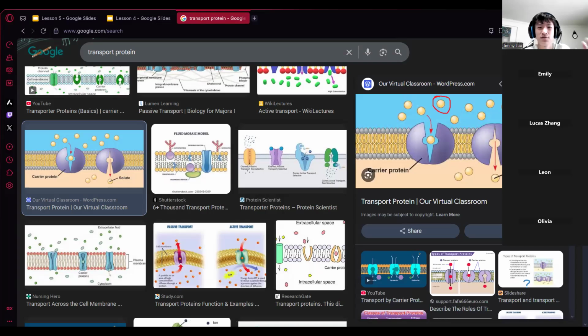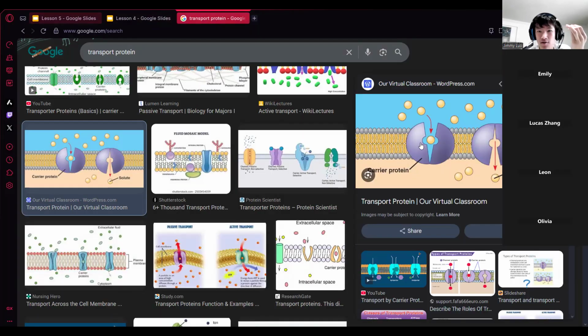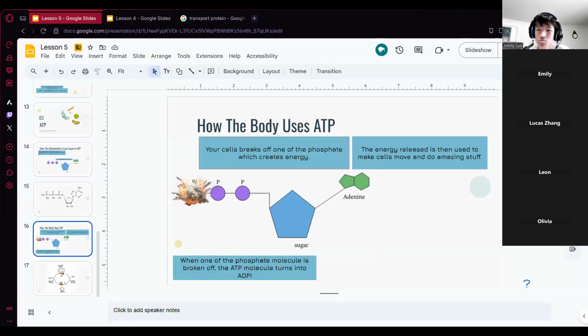How does this thing move? Well, basically, they use the phosphate group. They use the phosphate over here, and they attach this to the protein, and that's how the protein moves. Because the energy isn't just released and used by the cell.